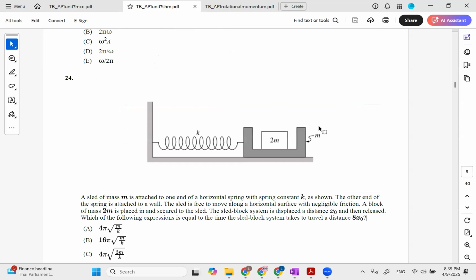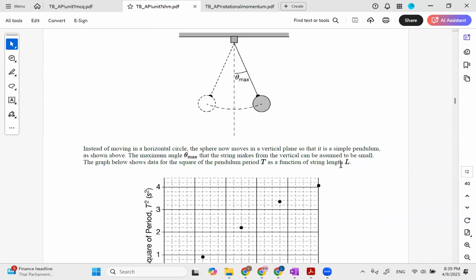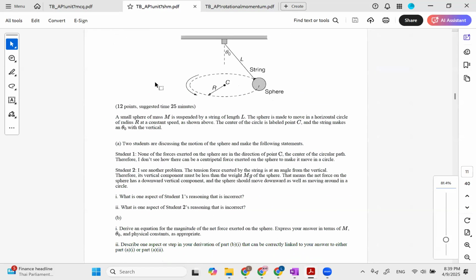And then this one, I think, let's do the FRQ. This one we didn't do last time, right? So let's do this question right now, okay?